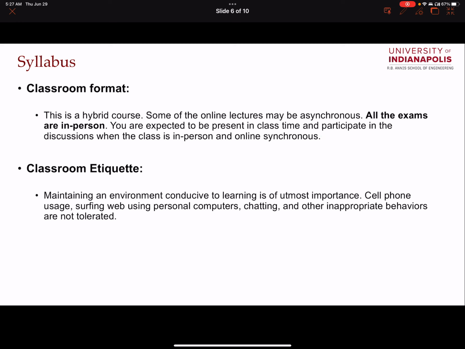Okay, paying attention is very important. You need to maintain an environment conducive to learning in the class. I do not really like to see you playing with your cell phones, surfing the web using computers, chatting, or unnecessary joking in the class. So we are building a friendly environment. You'll see that I am very friendly, but we have to maintain an environment conducive to learning in the class. I think that everybody understands that.